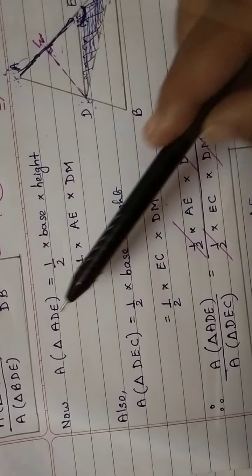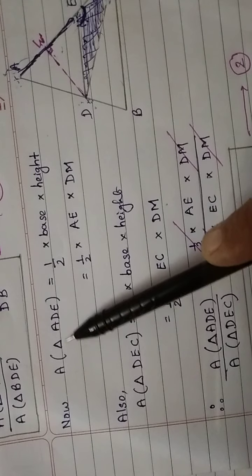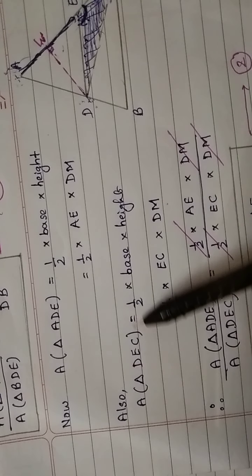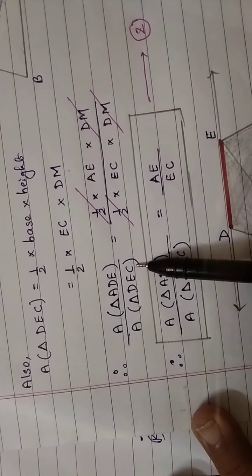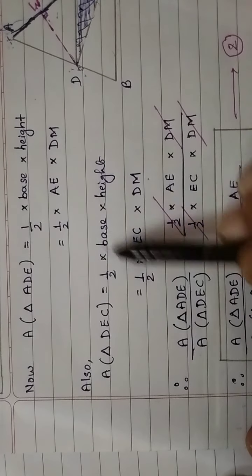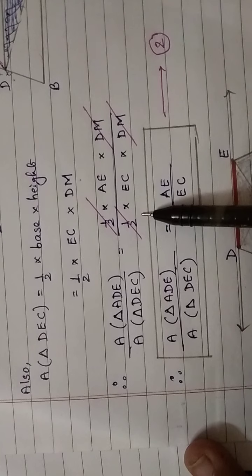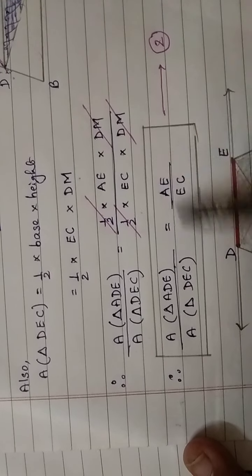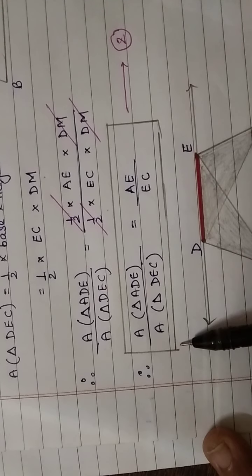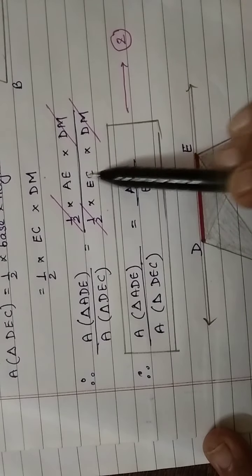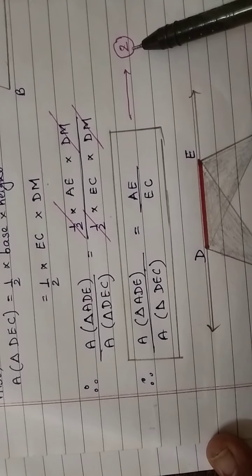Now I take the ratio of areas of both these triangles, that is ADE and DEC. So I have taken area of ADE upon area of DEC, and I have got both the answers. One is half AE into DM and another is half EC into DM. So that is half and half, and DM are common terms, so they get cancelled, and the area of triangle ADE upon the area of triangle DEC is equal to what remains, AE upon EC. I give it as statement number 2.